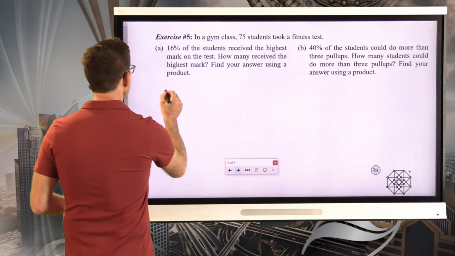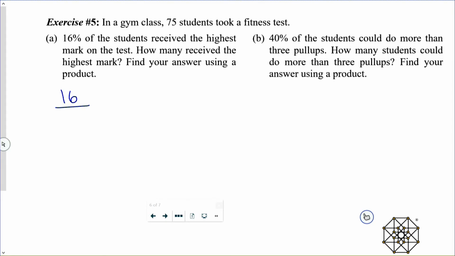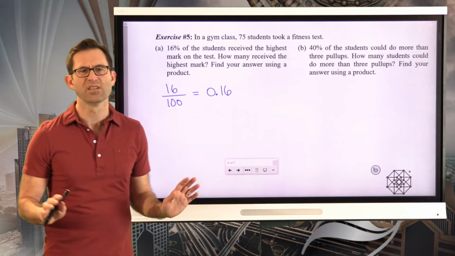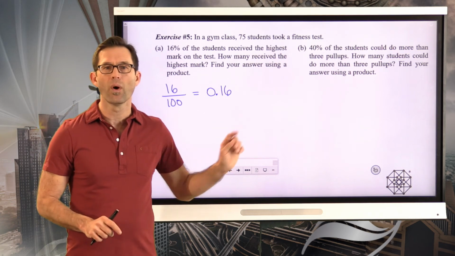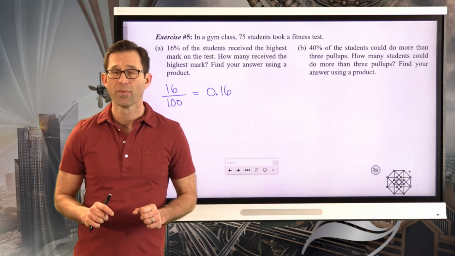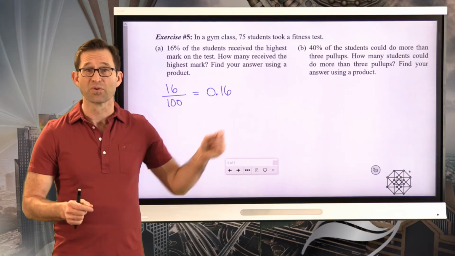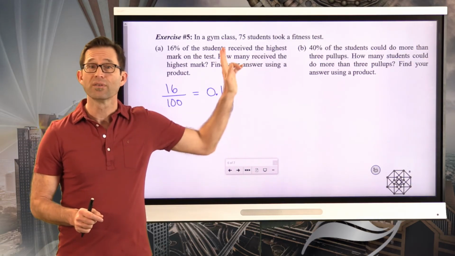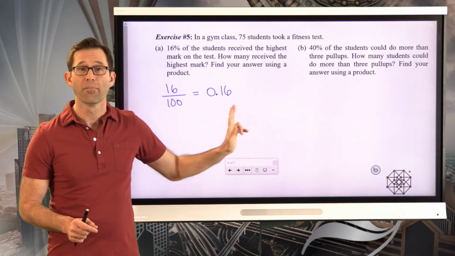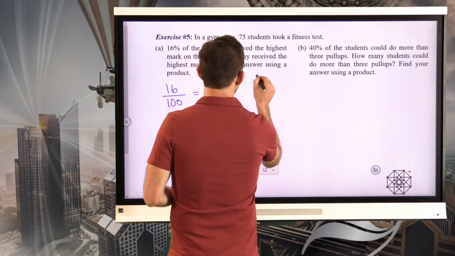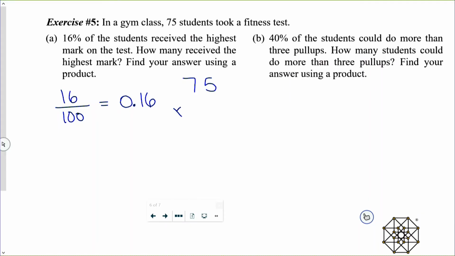So the first thing I want to do is think about 16 divided by 100, or 16 100ths. That's the same as 0.16. Right? So that's easy, right? 16% and 0.16 are the same idea. Now, if I want to find 16% of 75, I'm going to simply take the 75 and multiply it by 0.16.